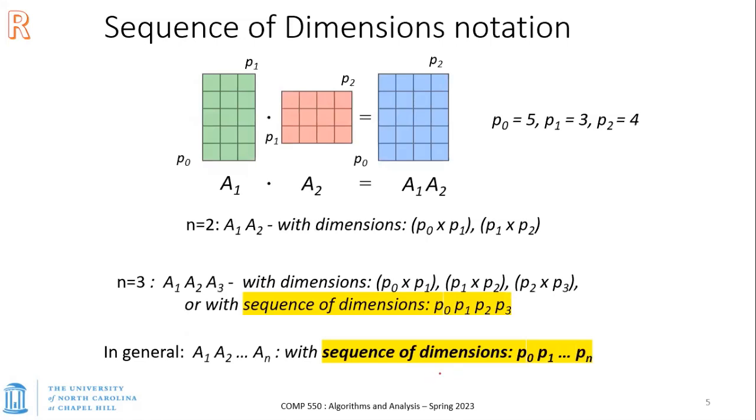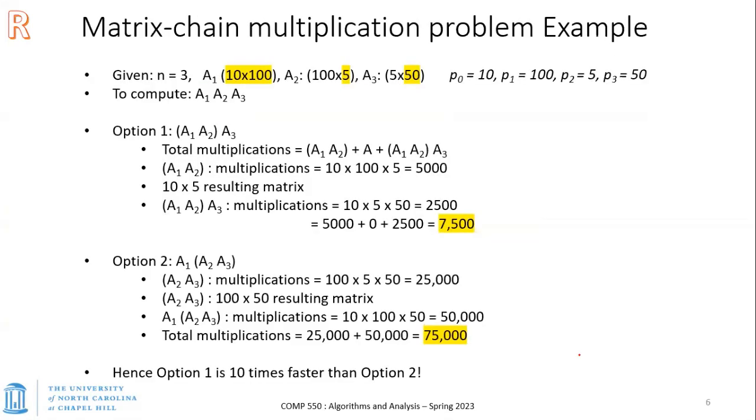We've defined a sequence of dimensions which go along with the n matrices. And then you saw an example where you actually saw that depending on how you do the parenthesization, how you actually do the multiplication, either A1, A2 first or A2, A3 first, it can make a huge difference. Okay, so 7,500 scalar multiplications versus 10 times as many, just by changing the order in which the multiplication is being done.